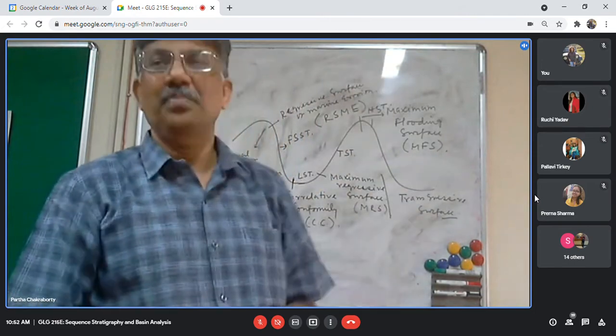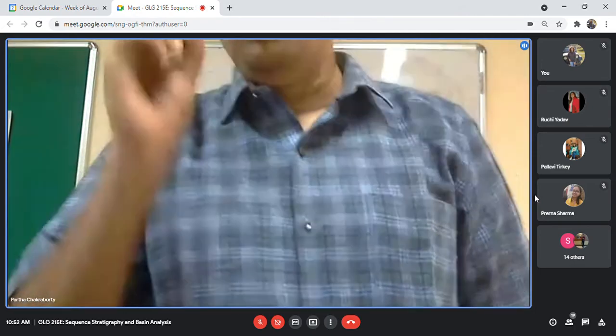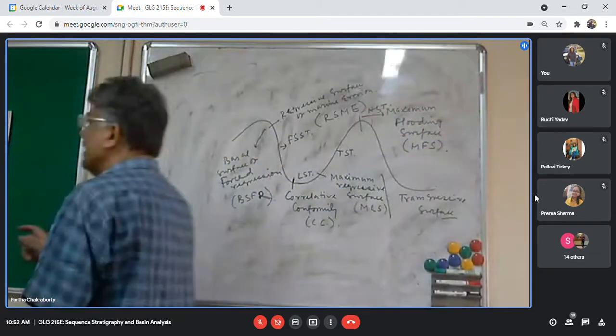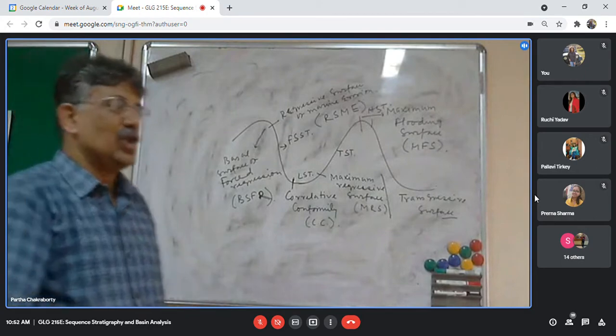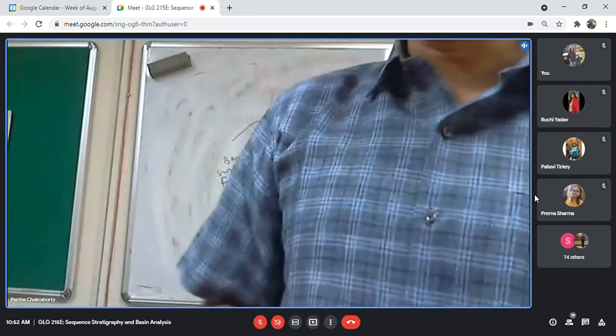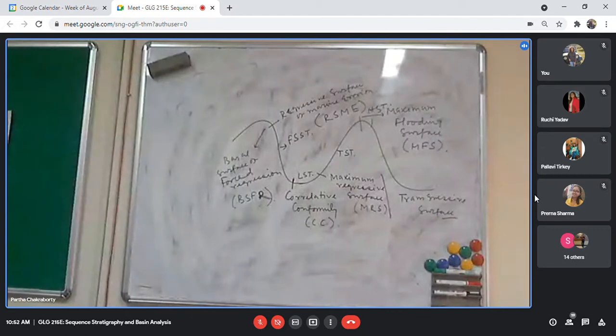So now you know which surface is bounding which system tract. So any system tract boundary definition or documentation will not only depend on the stratal stacking pattern and how the strata are packed, but also on what kind of surface is flooring it and topping it. The surface which is flooring it and the surface at the top are both equally important to qualify something as a particular system tract.